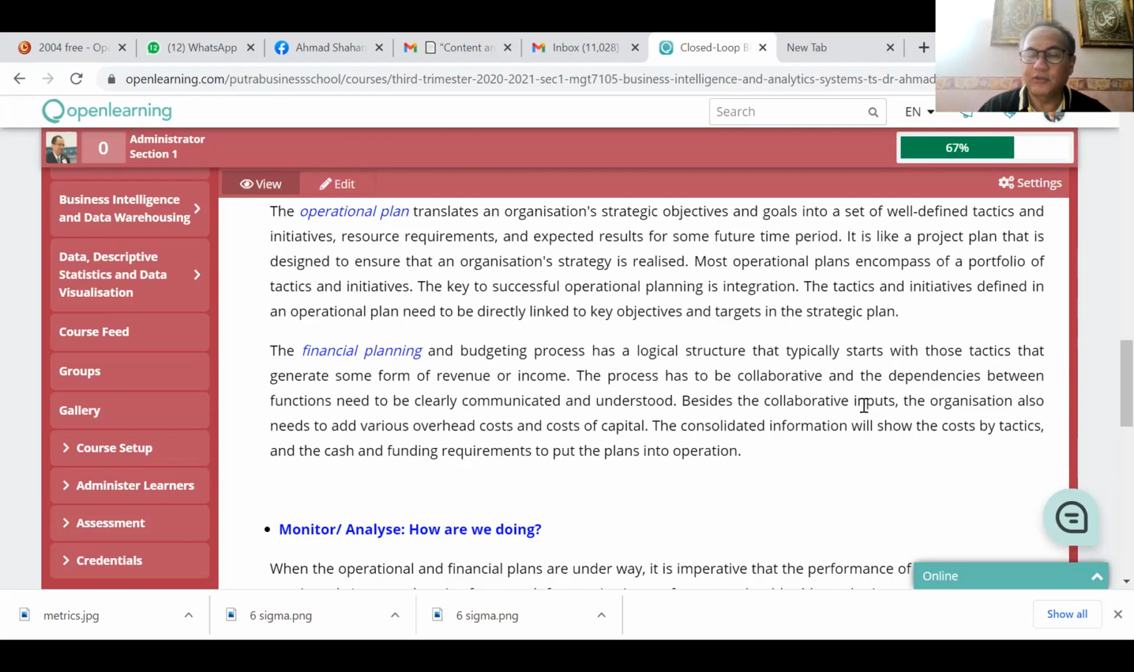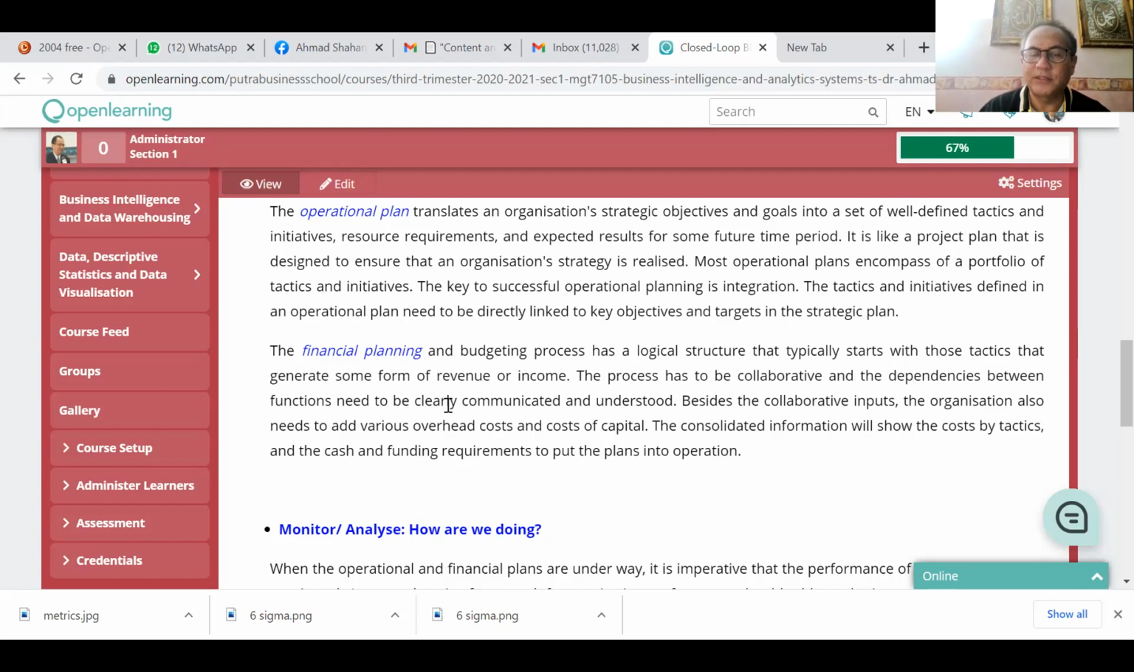Besides this collaborative input, the organization also needs to add various overhead costs and cost of capital. When you look into cost components, we have variable cost and administration or overhead cost, a general cost. So at the tactical level, functional financial planning usually begins with the variable cost, and then there are these admin costs or general costs that we refer to as overhead costs.